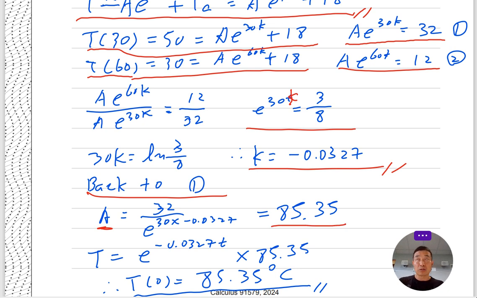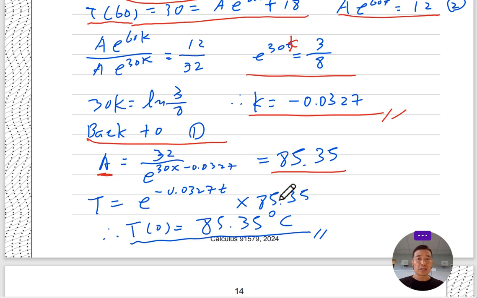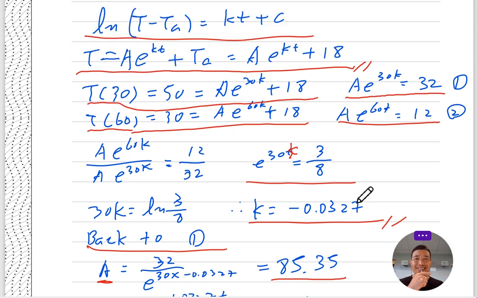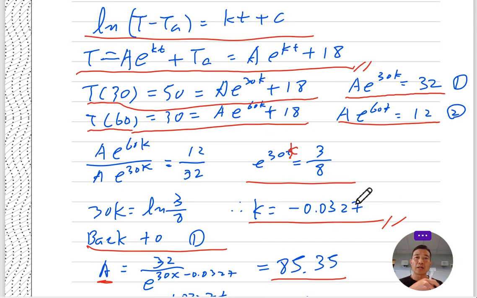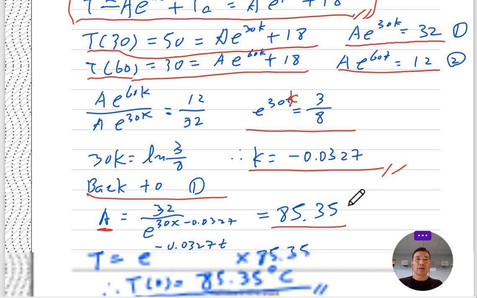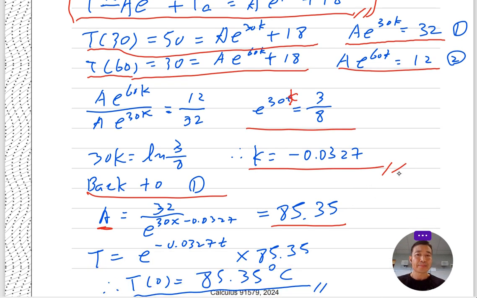So the question is finding A, right? So initial temperature, because when t is 0, you just get A, isn't it? Is it? Hold on, double check. Ah, no, because when this is the equation, now when you plug in 0, you get A plus Ta. I forgot. You have to add the 8 in. So the temperature is that one plus the ambient temperature, I forgot.